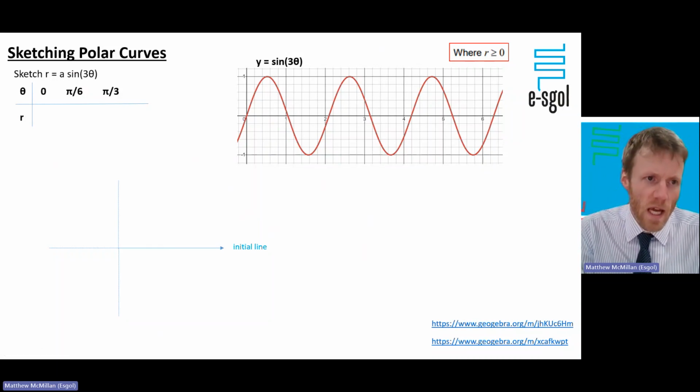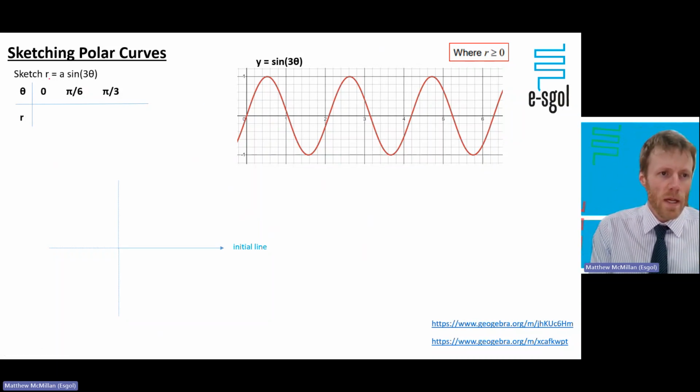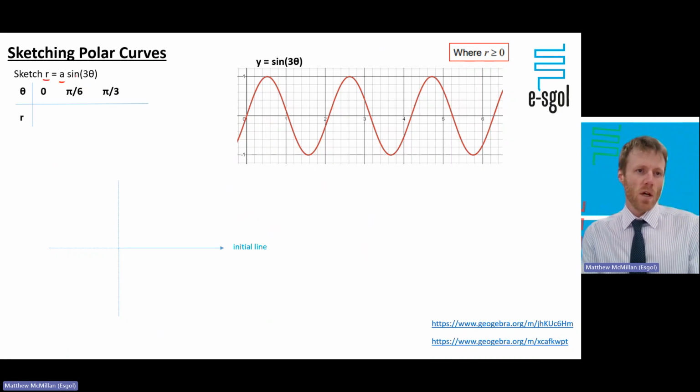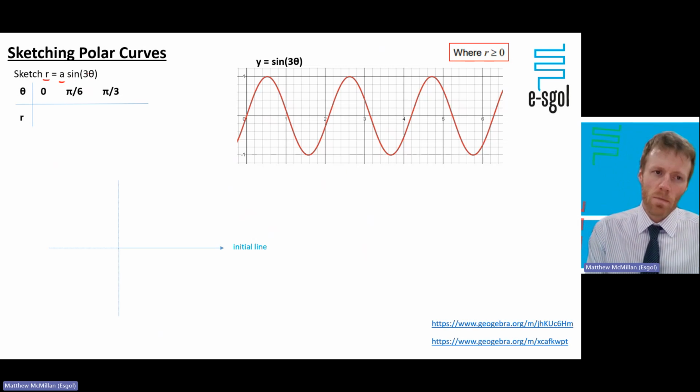So we've been asked to sketch this curve. It is saying the radius is equal to some value times the sine of 3 theta. I've drawn a graph of sine of 3 theta over here because we just want to keep an eye on that. And here I've created a little table of values to help me.